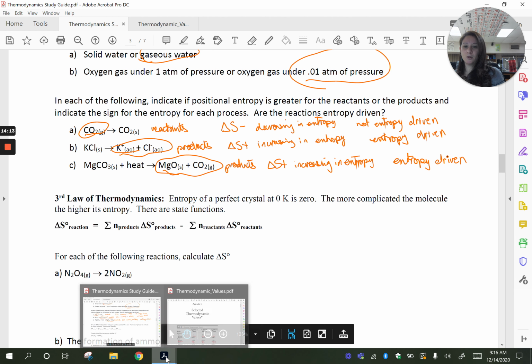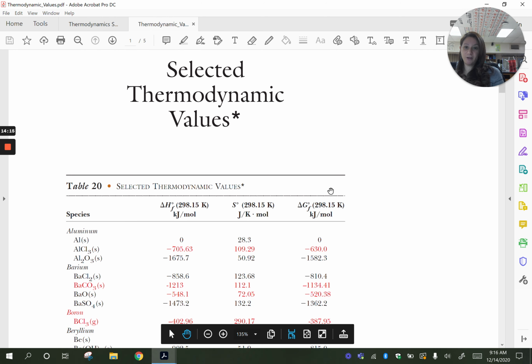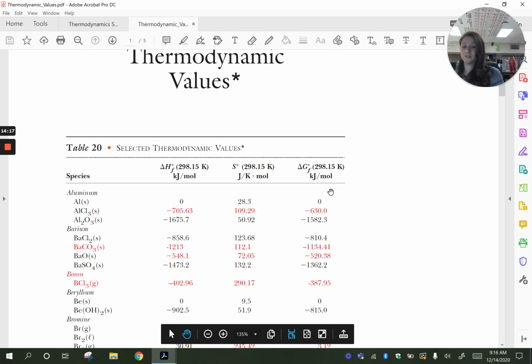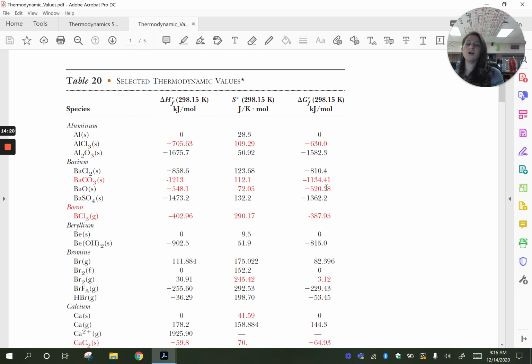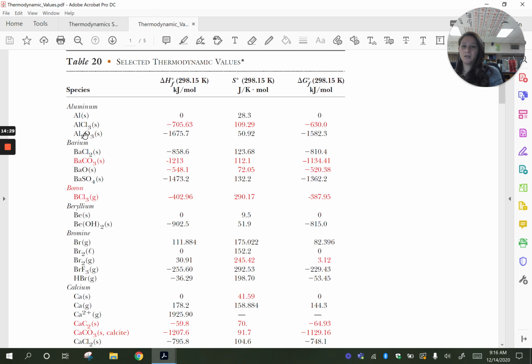So if you look at your table of thermodynamics values that you got back in the Thermochem chapter in chapter 5, we also got another copy of it in this chapter. And it lists different substances. It's alphabetical in terms of what elements are in there. And it lists their delta H of formation, which is something that we've used before. And now we're going to look at the entropy, and then later on we're going to look at Gibbs free energy as well. So right now we're focusing on the entropy.